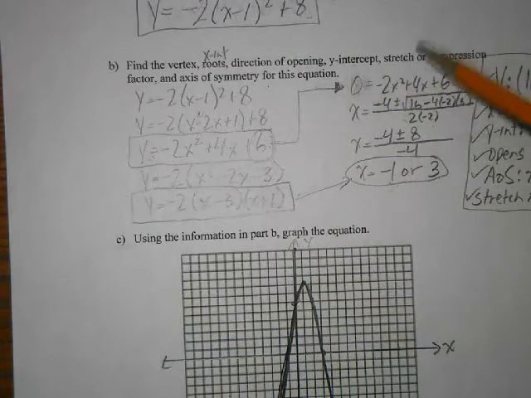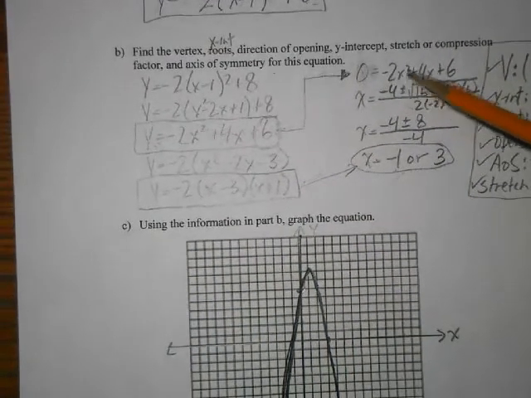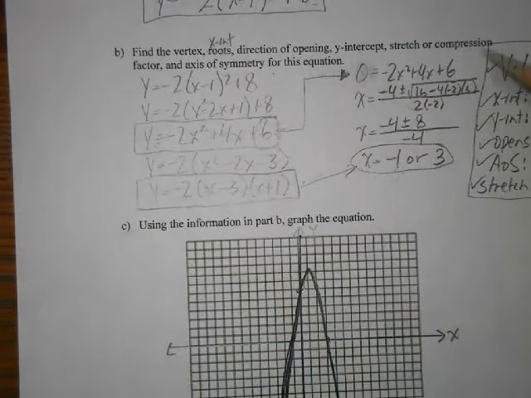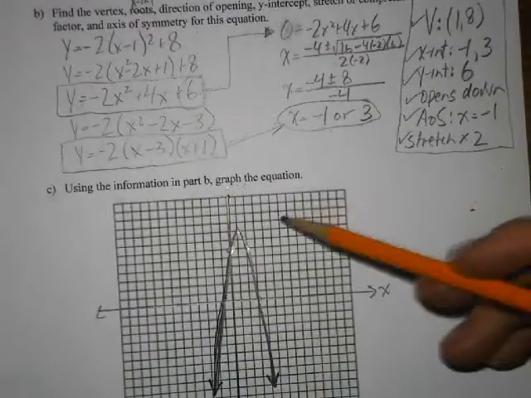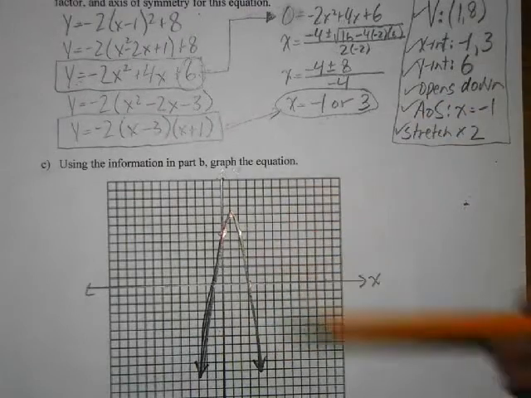So if you're not sure it's factorable, I would probably go to quadratic formula. So at this point now, we've got everything that was asked. We've got vertex, x-intercept, y-intercept, opens down, axis of symmetry, stretch and compression factor. So now we've got everything we need to graph it.